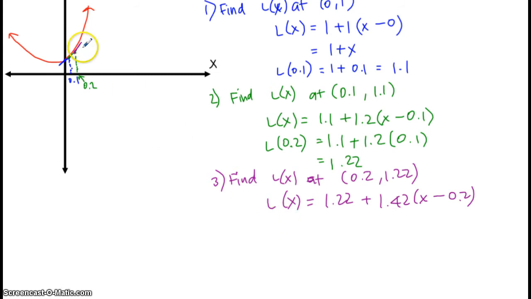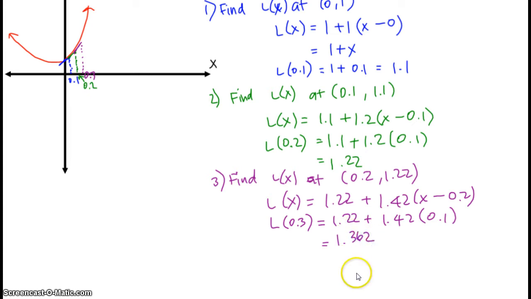So I'm going to use that and plug in my next step, my next point, which is 0.3. So I'm going to find the linearization at 0.3. So 1.22 plus 1.42. If you notice, every single time we move a change of x of 0.1, this difference remains 0.1. So 0.3 minus 0.2 is 0.1. Now this will give me 1.362. So my next step, again, I'm going to repeat.